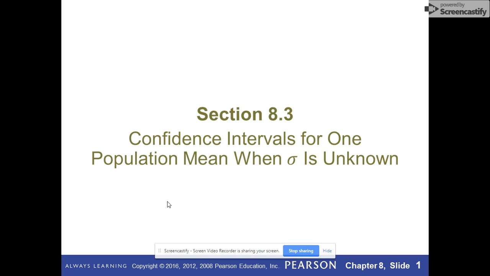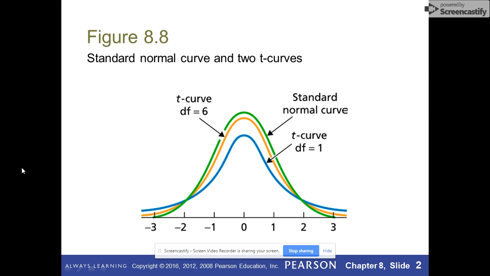Welcome to our video on section 8.3, confidence intervals for one population mean when sigma is unknown. So we have previously discussed confidence intervals where we knew sigma and we could use a z distribution to find our confidence interval. We have not yet discussed what to do when we don't know sigma. So we have to use a different distribution, and that distribution is called the t distribution.